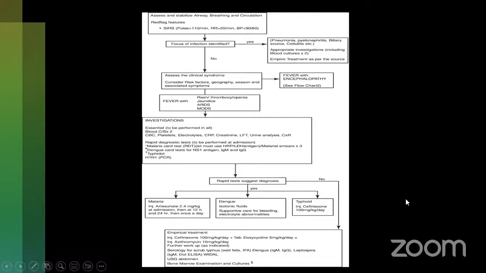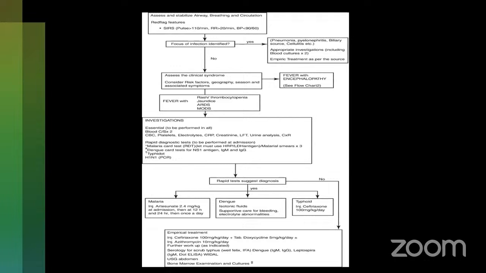This is the algorithm of the approach to tropical infections. This was proposed by the ISCCM as part of their management guidelines. The first step would be to assess airway, breathing, circulation, and look for red flag features like the SIRS features. If they are present, we need to find the focus of infection.